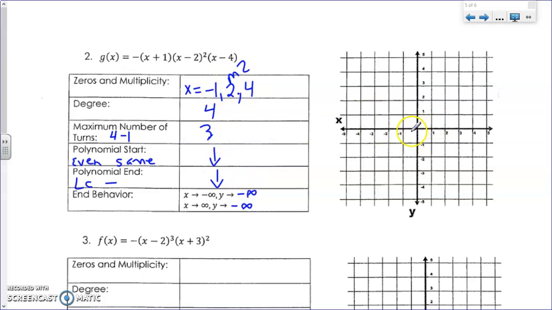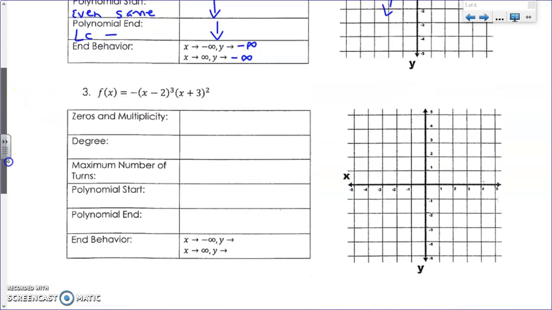All right, plot our points, -1, 2, and 4. They're both going to end down. And then this multiplicity of 2 means it's going to bounce here at 2. So we're going to go up and bounce and connect the dots. You can go higher or lower, but the key is that you know it's bouncing here at 2, and then it goes through those. Okay, let's look at the next one here.